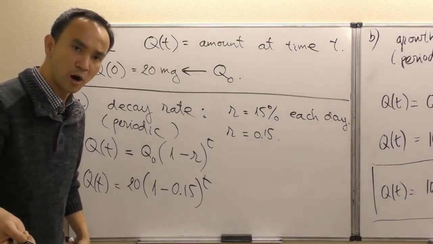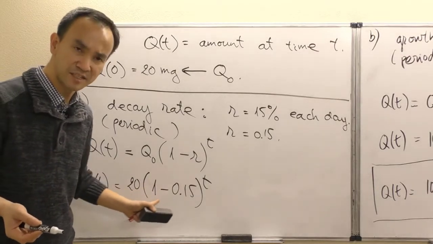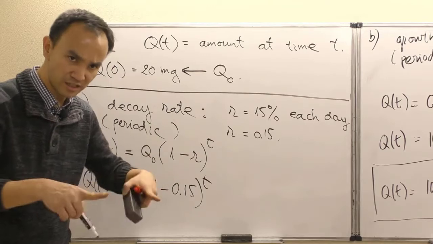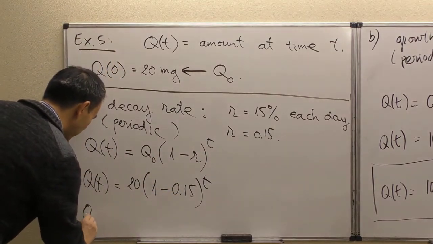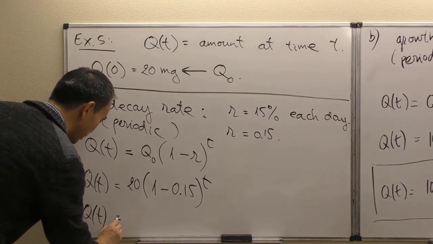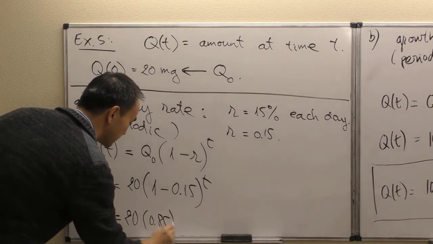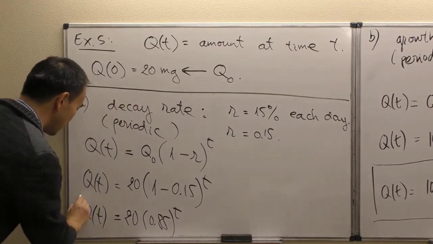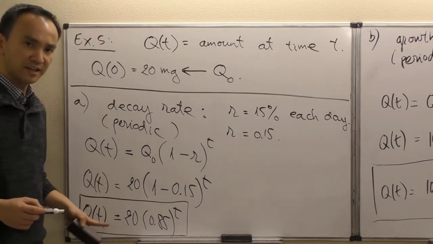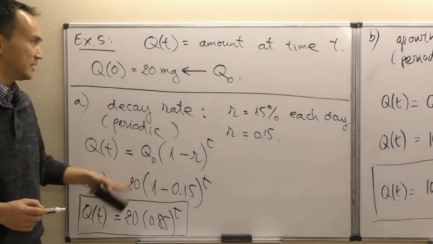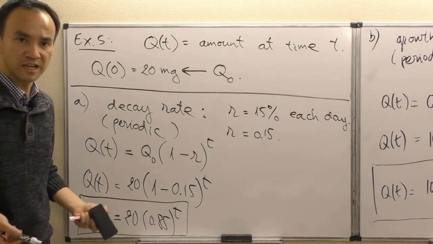That is, ladies and gentlemen, at this point, our finished periodic decay model already. But we would like to go a little further and subtract these two values to come up with one simpler base. So 1 minus 0.15 is going to give me 0.85. My final expression here is 20 times 0.85 to the t. That is our periodic decay model right there, and this is the function that models our amount at time t. We're done with that function.